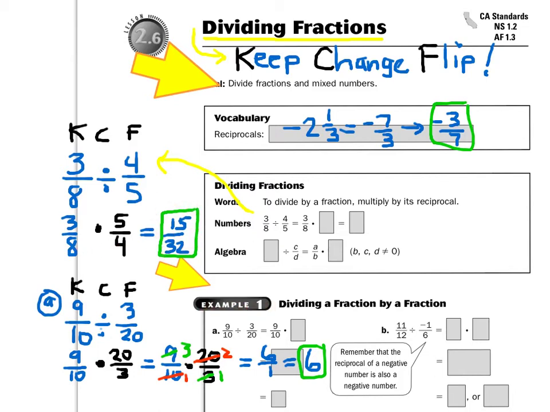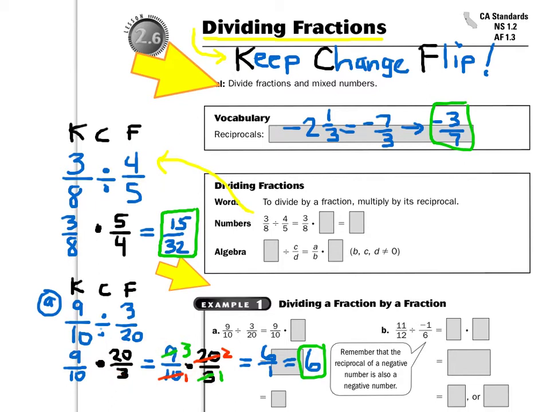Take a look at example 1. Letter A, we have 9/10 divided by 3/20. So use the trick. Keep, change, flip. Keep the first fraction, 9/10, change division to multiplying, and flip that second fraction, 20/3. And now look across at the 10 and the 20. 10 goes into both, so I'm going to divide both by 10. Look at the 9 and the 3. 3 goes into both, so I'm going to divide both by 3.